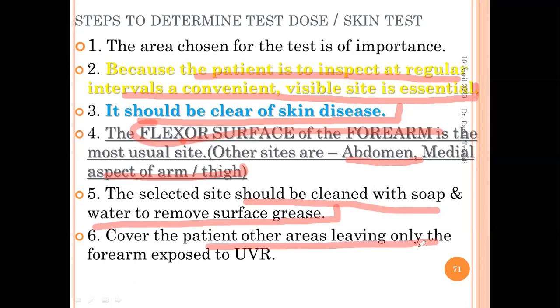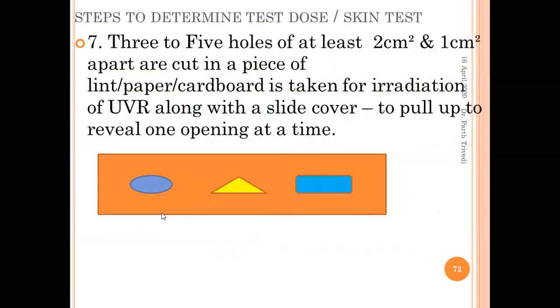Okay, and cover the patient's other areas, leaving only the forearm exposed to the UVR. So what you are doing is just exposing the testing site, the forearm, to the UVR. You are not exposing anything else. Okay, so please make sure that we do the same things. Yes, this is very important. Generally, we do it on 3 holes.